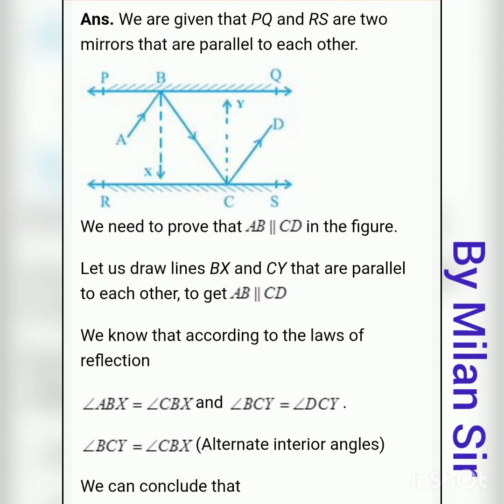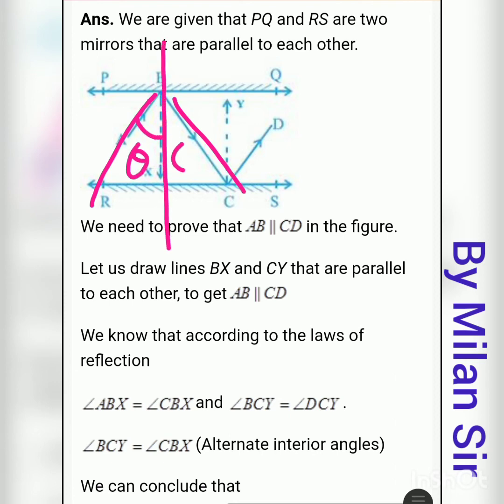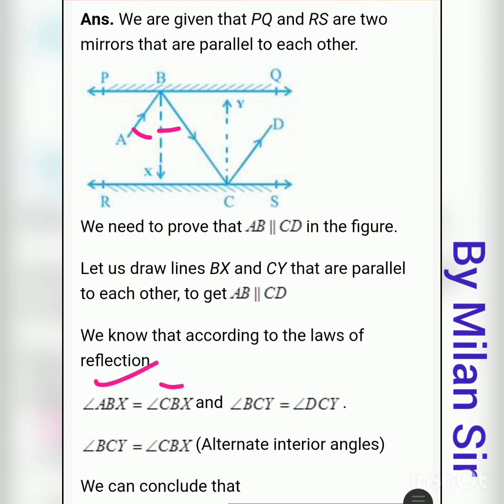Again, the incident ray and reflected ray both make equal angles with the perpendicular. So here theta and here also theta, that means these two angles are the same, right? This is the law of reflection. Incident and reflected rays both make equal angles with the perpendicular. That means angle ABX is equal to angle CBX. ABX, that means this one, and CBX, that means this one. So these two angles are the same.